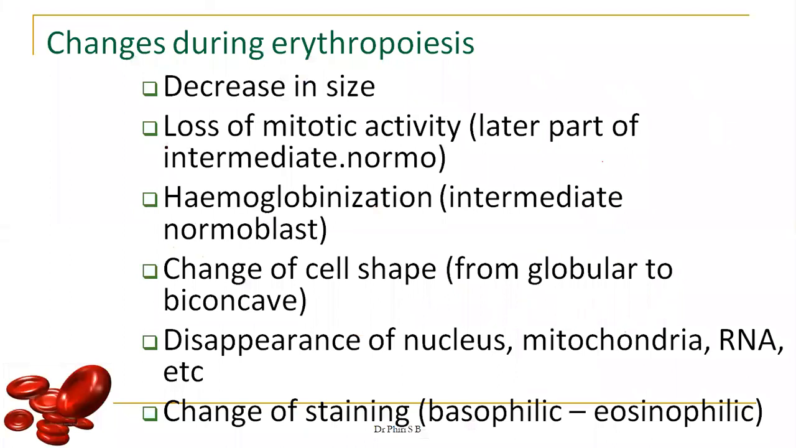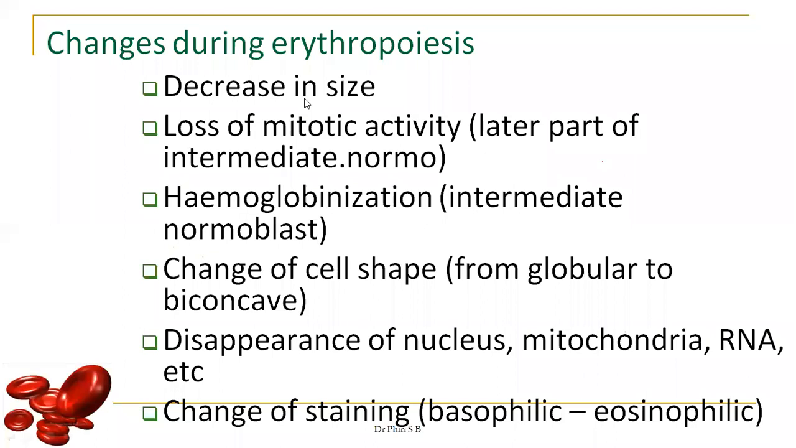Okay, so this slide is just highlighting some changes that take place during erythropoiesis. Among the major changes, we have the decrease in size. We saw that the committed cell, the erythroblast or pro-erythroblast, is so big, but with time it will start becoming smaller. The change is a decrease in size, until finally you have a smaller cell, which is a red blood cell. So you have the decrease in size.